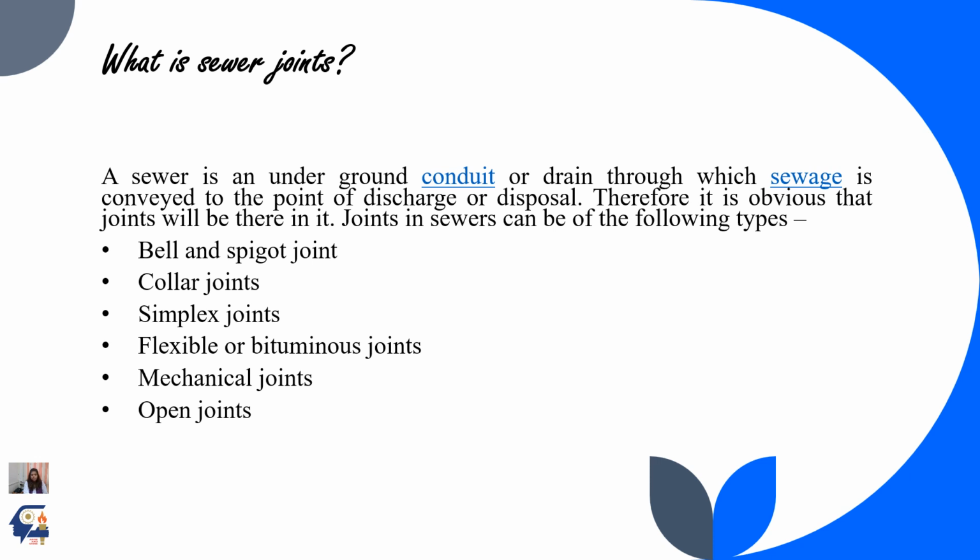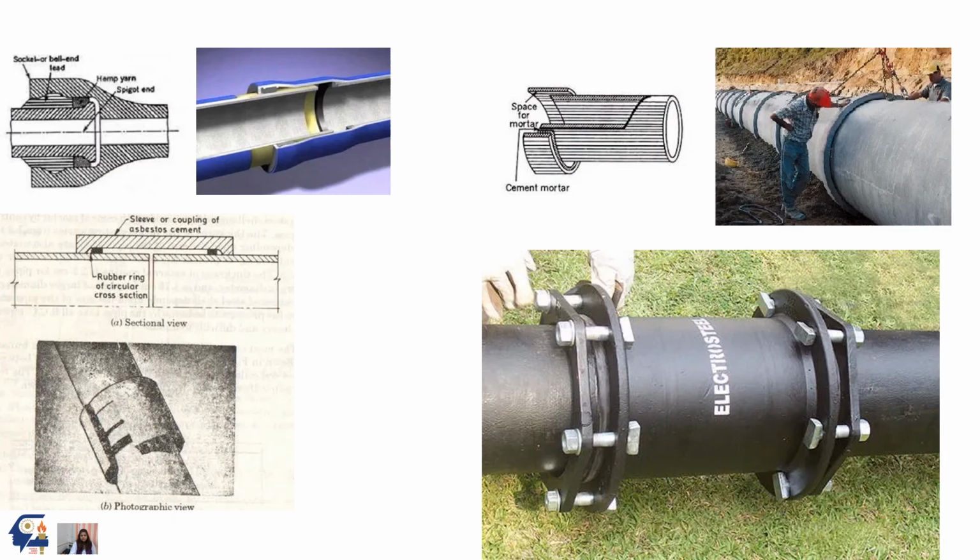These are the bell and spigot joint, collar joint, simplex joint, flexible joint, bituminous joint, mechanical joints and open joints. These joints are very important in order to lay the sewer lines in the proper way. For that we have to understand a few things.